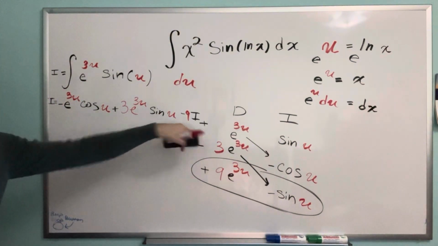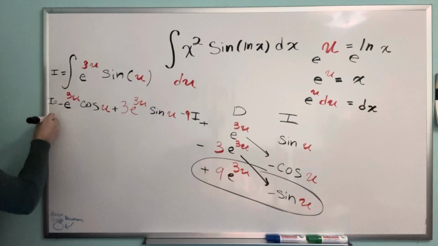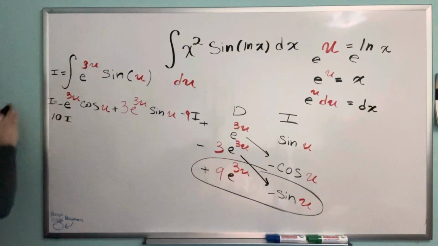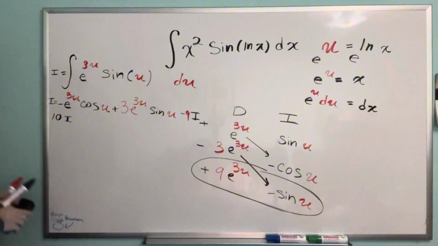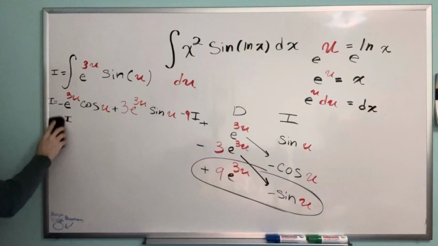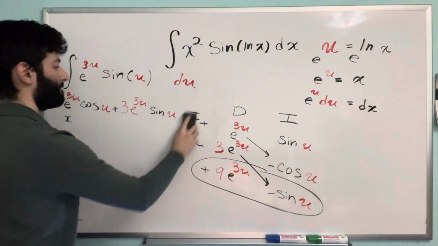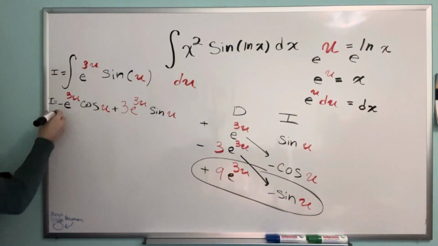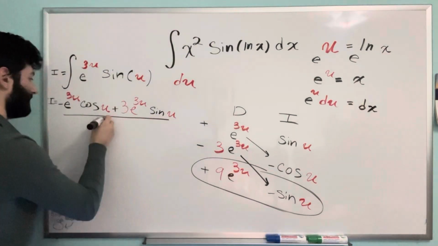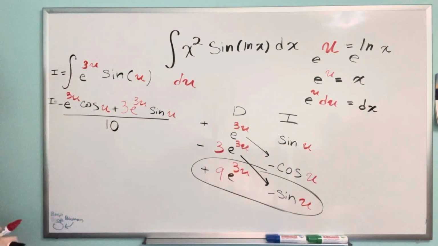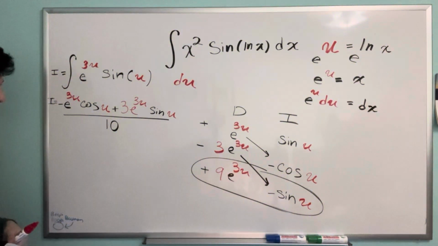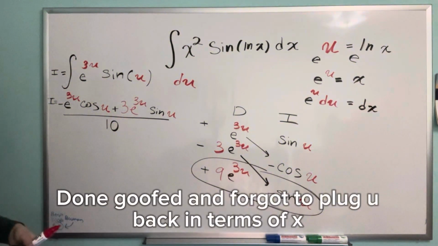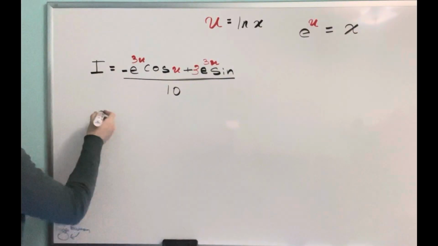So we can add 9I on both sides, which gives us a 10I on the left, and dividing by 10 on both sides, we get that the integral equals all of this junk divided by 10. Don't put in your plus C, or do, up to you.